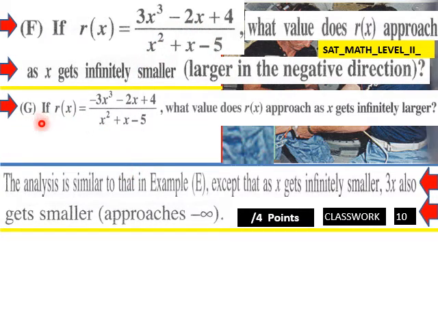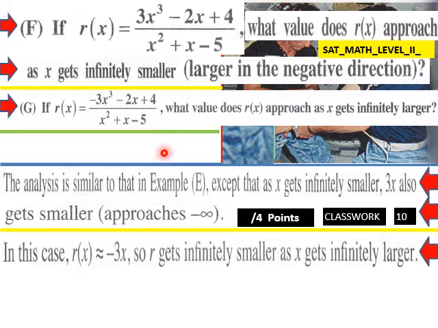So for G, if r of x equals negative 3x cubed minus 2x plus 4 over x squared plus x minus 5, what value does r of x approach as x gets infinitely larger now? So where does r of x approach as x gets infinitely larger? In this case, r of x approximates negative 3x, so r gets infinitely smaller as x gets infinitely larger.